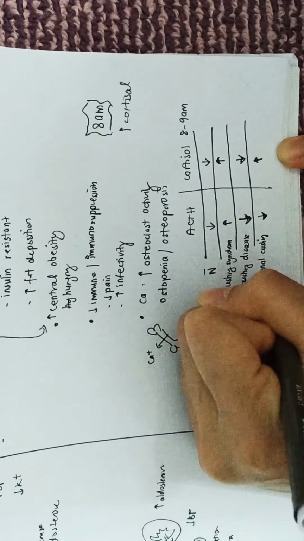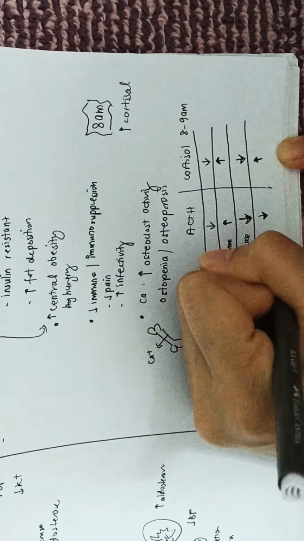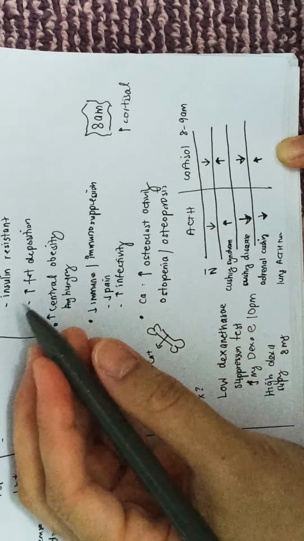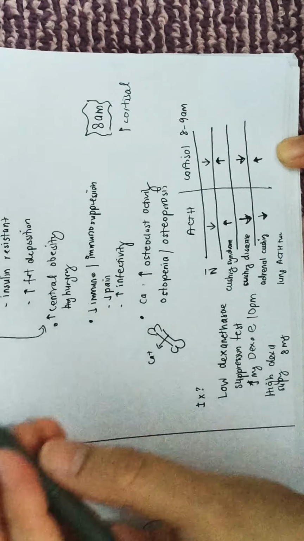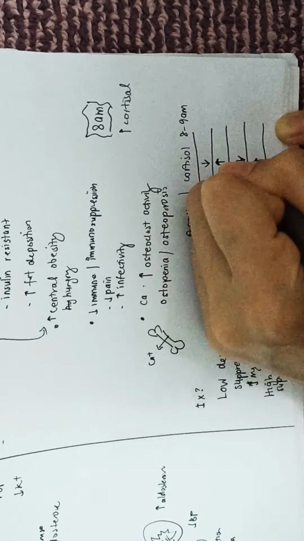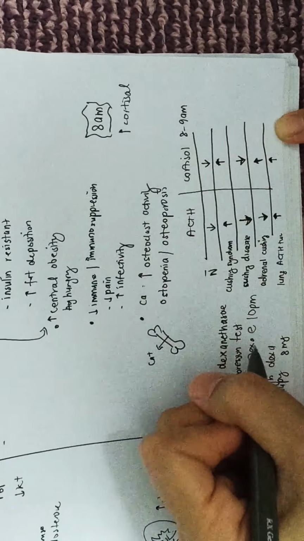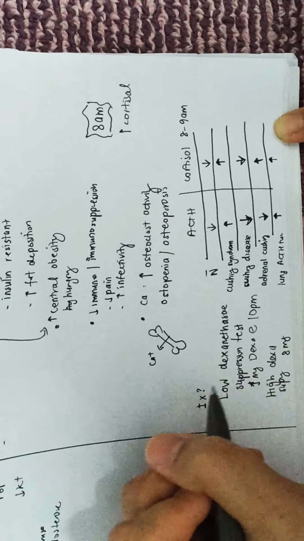But if you have a lung tumor which produces ACTH, regardless of the high suppression that you gave, you will find the cortisol is high and the ACTH is high, because ACTH was ectopically released by the lung.